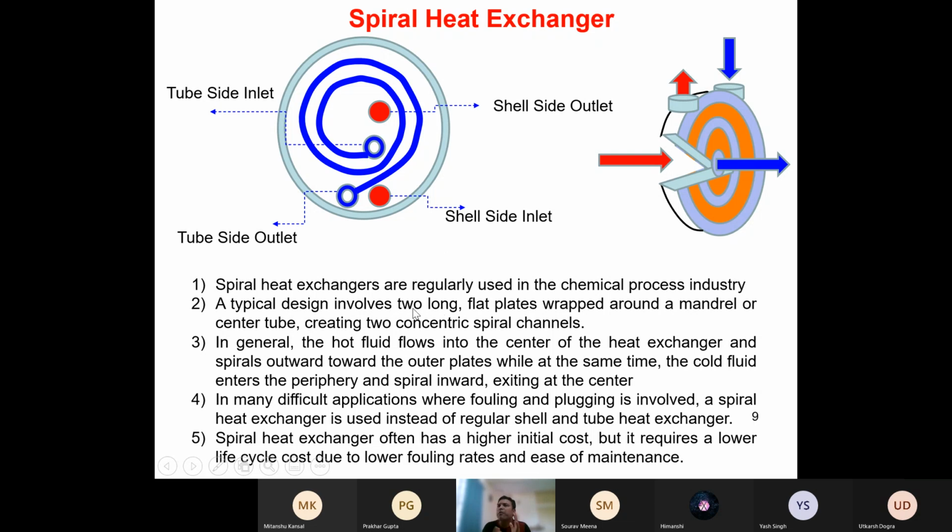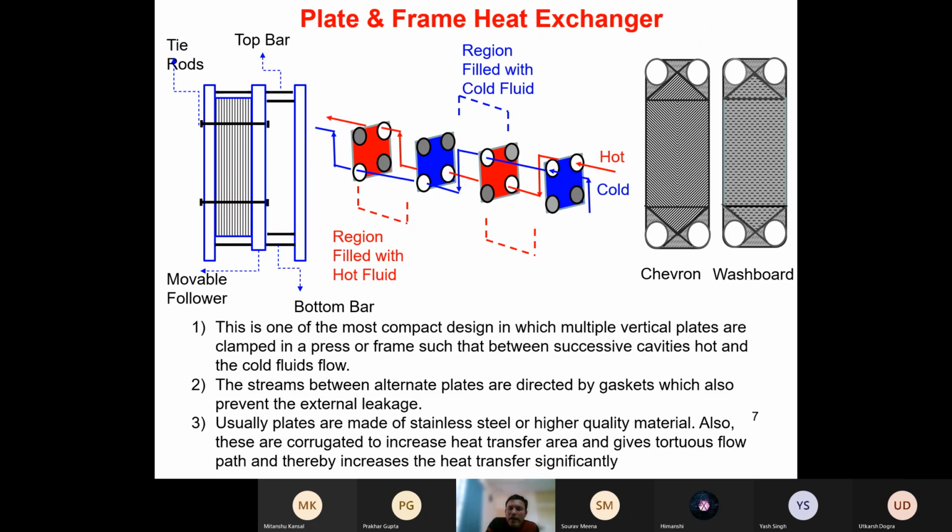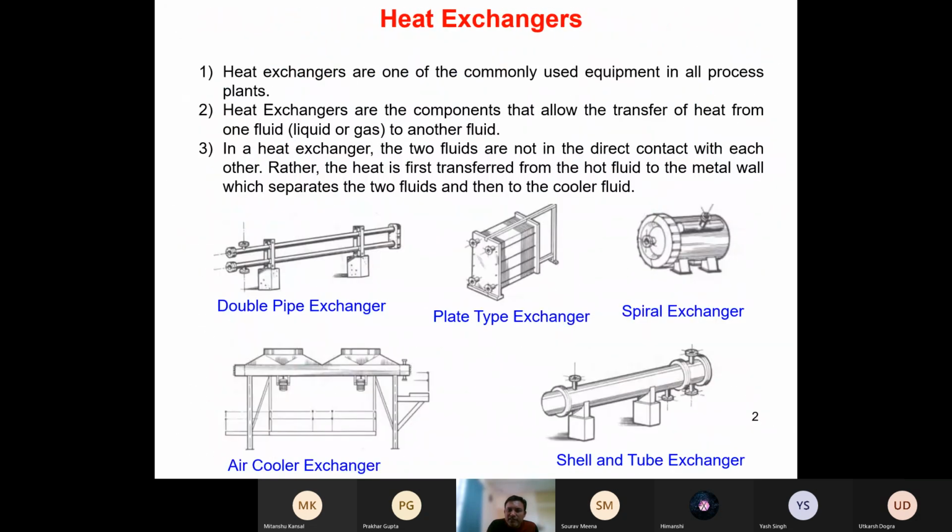So how is this type of heat exchanger basically constructed? They use long plates, and these plates are wrapped in a spiral manner. Okay, so that's how the spiral heat exchanger is constructed. You can see that the figure of the spiral heat exchanger is also shown. This is something like a spiral heat exchanger.